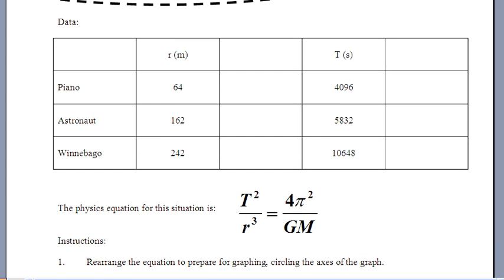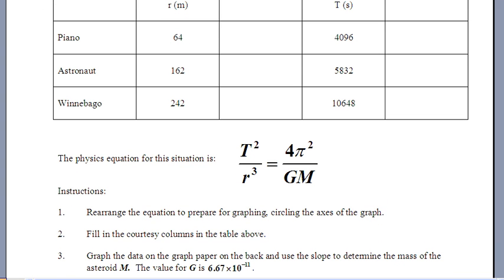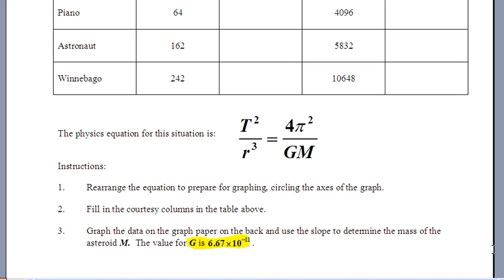The physics behind this story, sometimes called Kepler's third law, looks like this. T squared on top of r cubed is equal to 4 pi squared all on top of big G big M. And you are trying to figure out the value for big M. Big G is a constant. It's actually mentioned right down here. You might need that a little bit later in your calculations. But you are definitely looking for the value for big M.